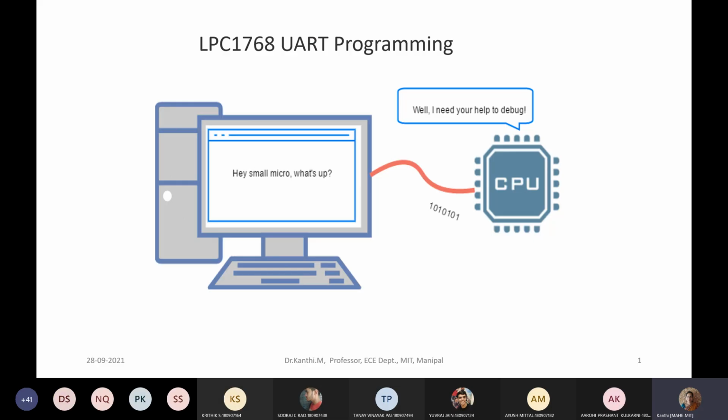Today we shall see only the basics of the UART; how we are going to program the UART, we shall see in the next class. Okay, next class anyway we'll be having the quiz again. Maybe for half an hour or so I'll take the class and then we can have the quiz.